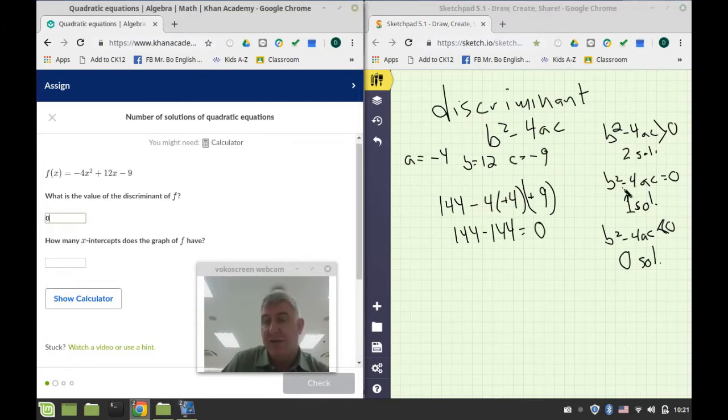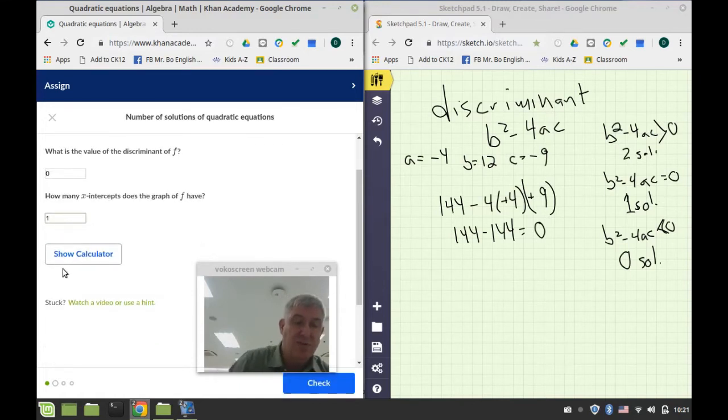Now let's look over here. If the discriminant is greater than 0, we have 2 solutions. If the discriminant is equal to 0, we have 1 solution. If the discriminant is less than 0, we have 0 solutions. So we have 0, so we're on this case right here, case 2. So we have 1 solution.